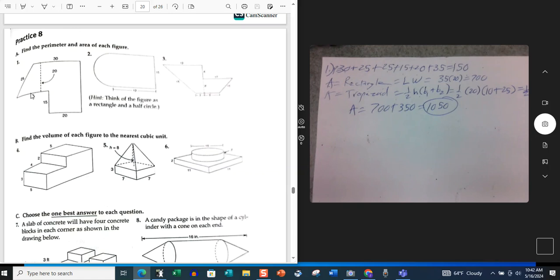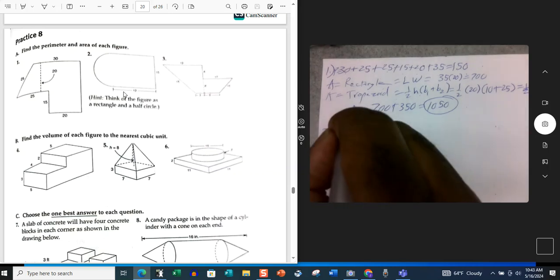Okay, the next figure, problem number 2. Now, if you notice here, first of all, this side is 12, and this side here is 10. So you may need to write that in there. From here to here is 12, from here to here is 10. We know with an imaginary line here that this would be a rectangle and half of a circle.